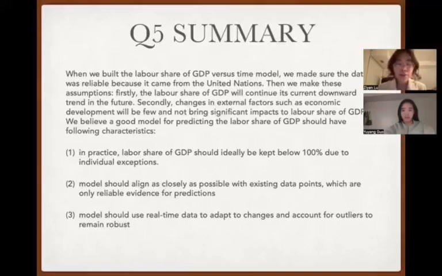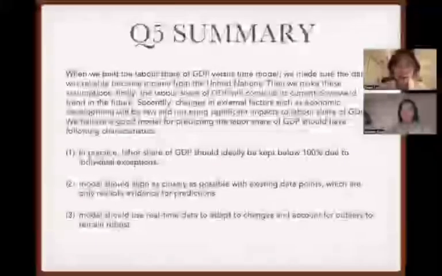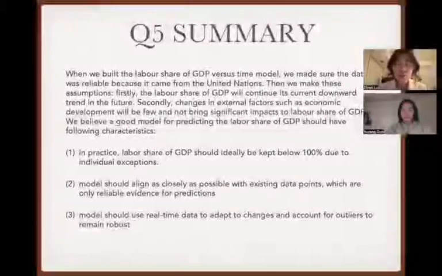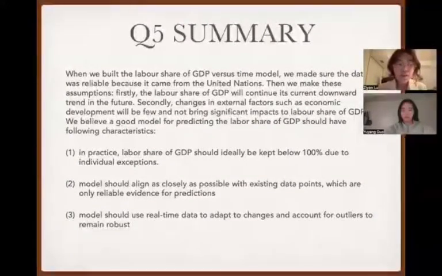In practice, labor share of GDP should ideally be kept below 100% due to individual exceptions. The model should align as closely as possible with existing data points, which are the only reliable evidence for predictions. The model should use real-time data to adapt to changes and account for outliers to remain robust.